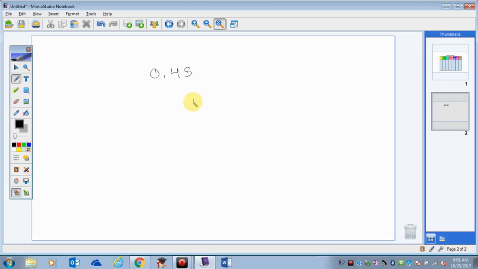So I write it as 45 over 100. Now all I do is reduce it down. They end in a 5 and a 0, so they're reducible by 5. 45 divided by 5 is 9. 100 divided by 5 is 20. So my answer here, 0.45 as a fraction, is 9/20.